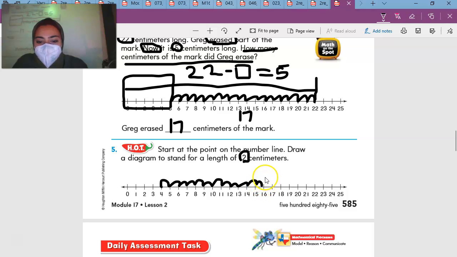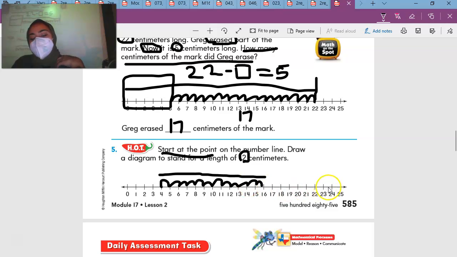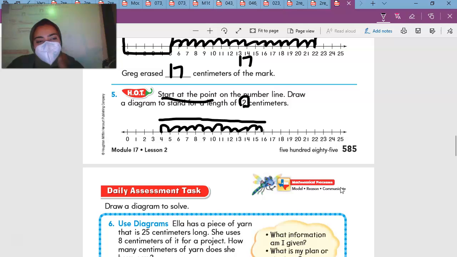So now you're going to draw a line from 4 to 16 because that's 12. What you guys would have probably done, and you would have not even thought about it, is just drew a line from 0 to 12 and said, I'm done. No, that's not what it asks. It says, start at the point right here and draw a diagram for the length of 12 centimeters. That means make it 12 centimeters long starting at 4. Okay? And this number line is already centimeters, so that's pretty easy. Does anyone have any questions?